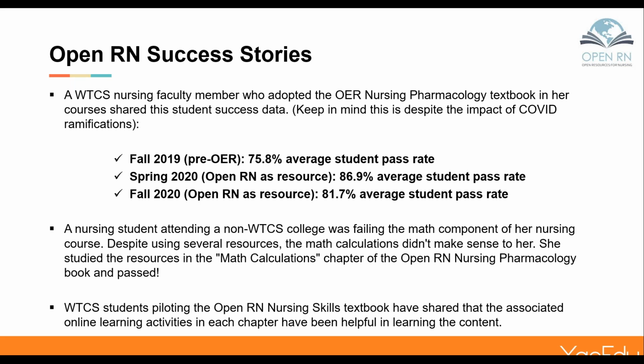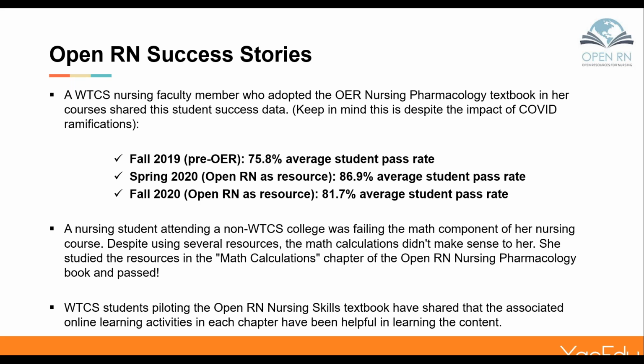So a couple of success stories to share with you from some of the early OpenRN adopters. We had a nursing faculty member who adopted the first book, Nursing Pharmacology, and she shared some student success data. So fall of 2019, pre-OER, pre-OpenRN, she had a 75.8% student pass rate. Very, very good. But look at the jump in spring 2020, 86.9%. And then in fall of 2020, able to keep that above that 81%. So faculty members are seeing success with this.